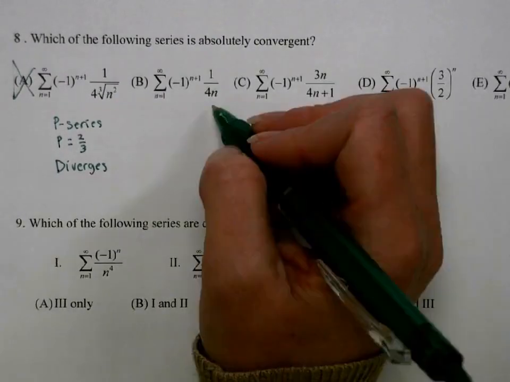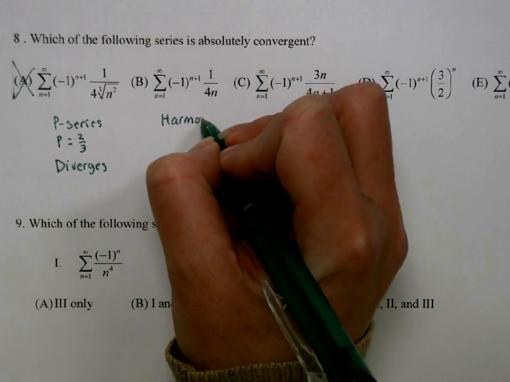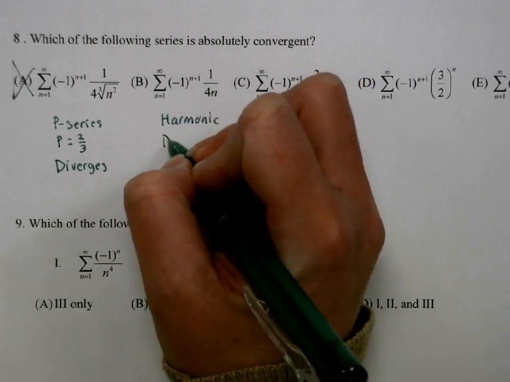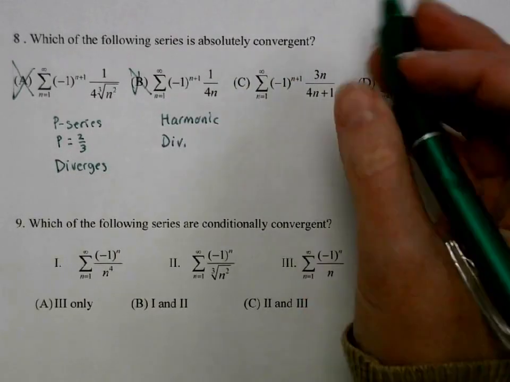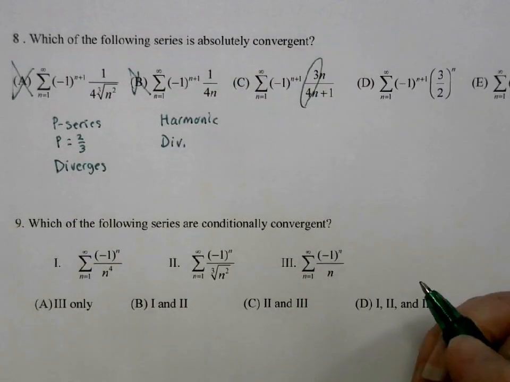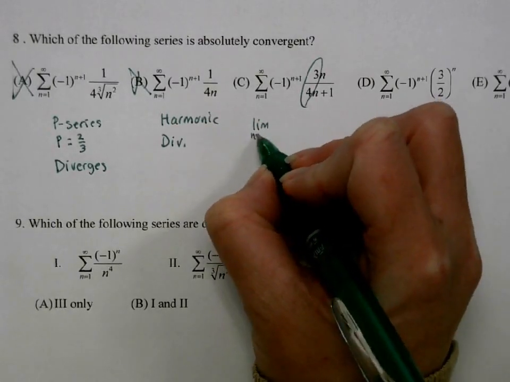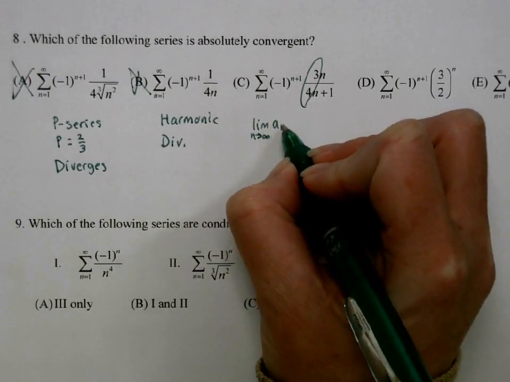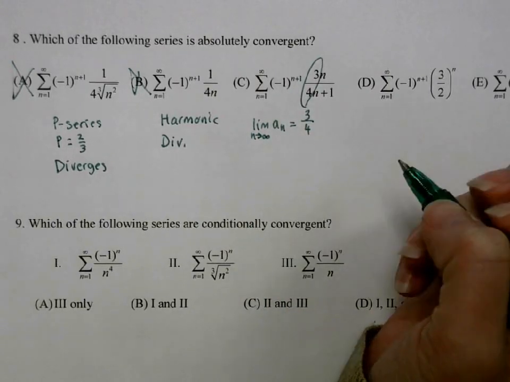This one is a harmonic. So it diverges. Okay, this one, if I look at that limit, so I'm automatically saying that's going to be a limit of 4/3. Okay, and if the nth term goes to anything other than 0, this one diverges.